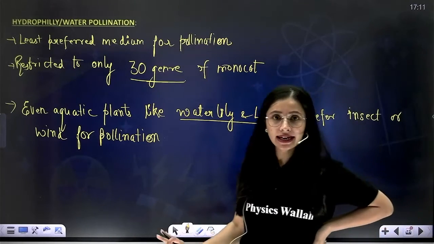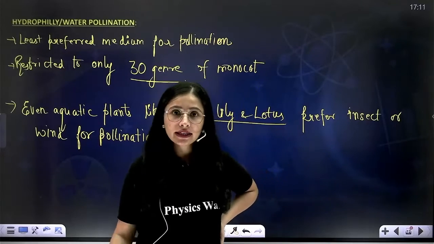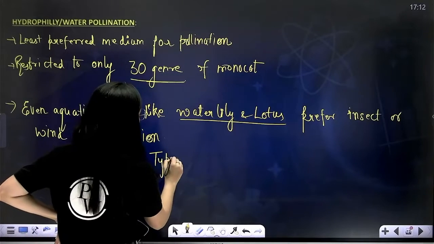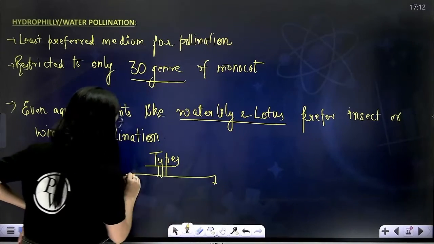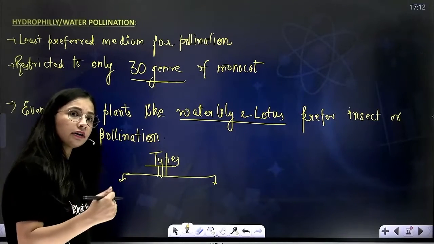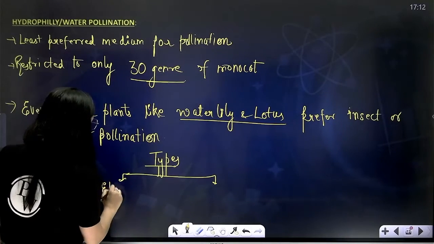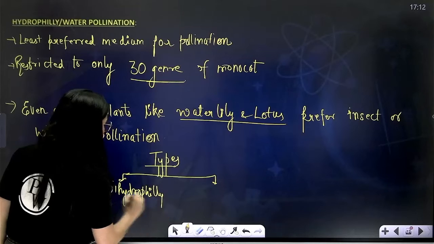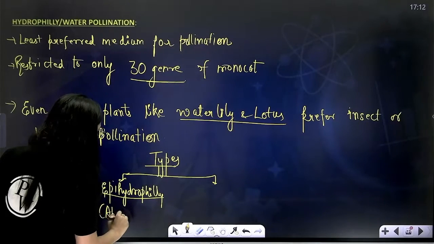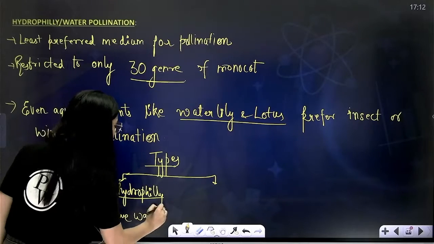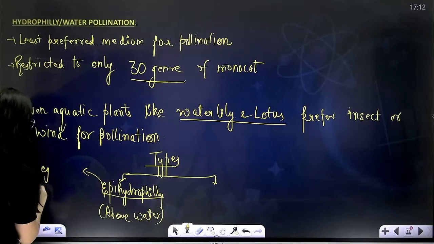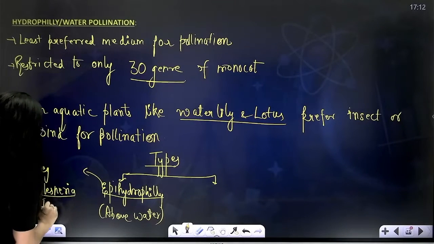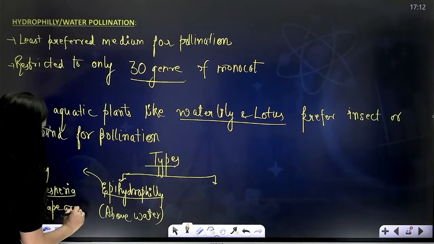Yes or no? Correct. Now there are two types of hydrophily, epihydrophily and hypohydrophily. So there can be two types of water pollination, one above water, another underwater. That is epihydrophily. Epi means when pollination is taking place above water, like in case of Vallisneria, also known as tape grass. This is a dioecious plant.